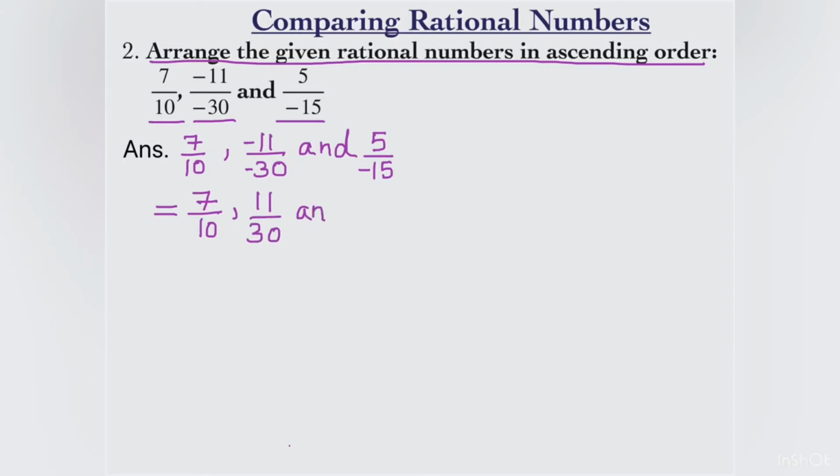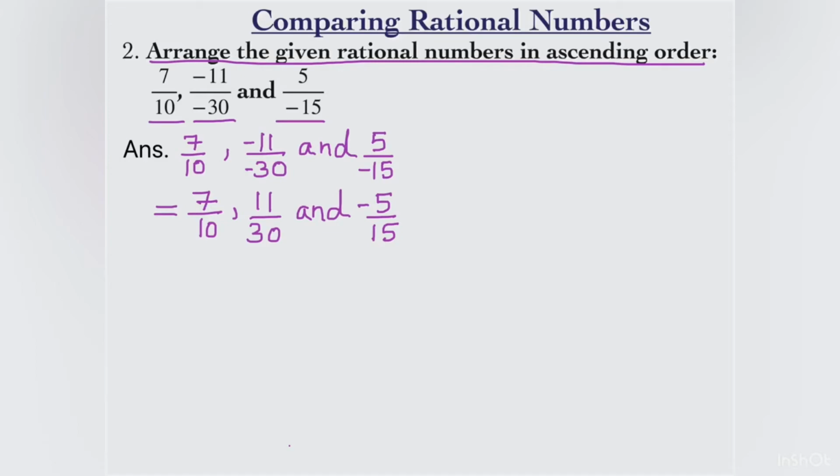And 5 by minus 15. Here, numerator and denominator have opposite signs, so it is a negative rational number. We can write this as minus 5 by 15. Now, you can see that in all the three rational numbers, the denominator is positive.